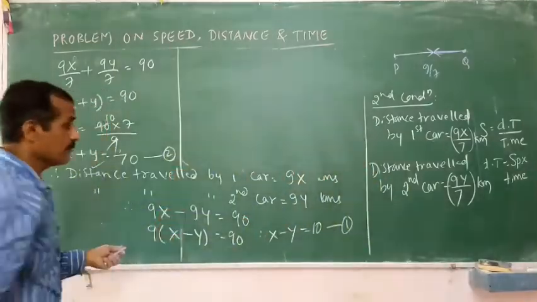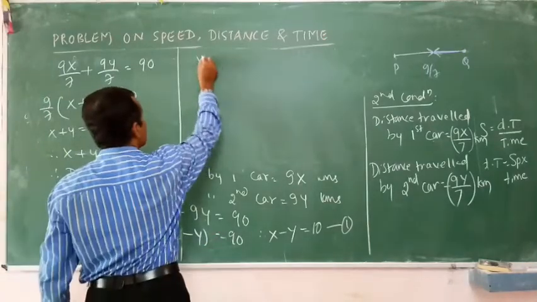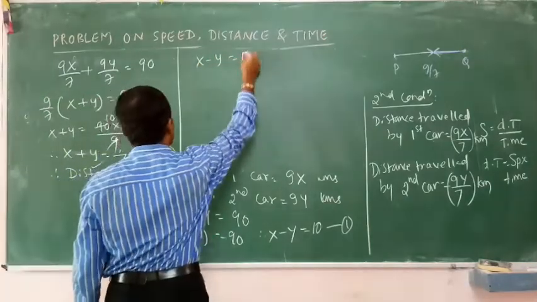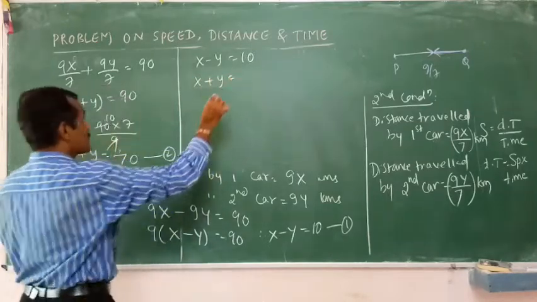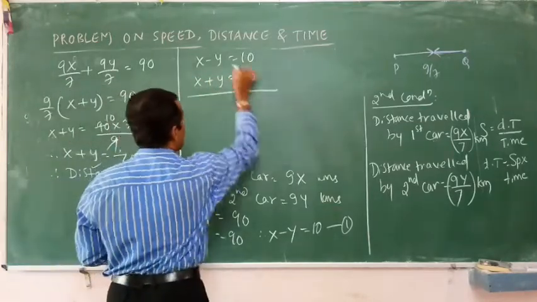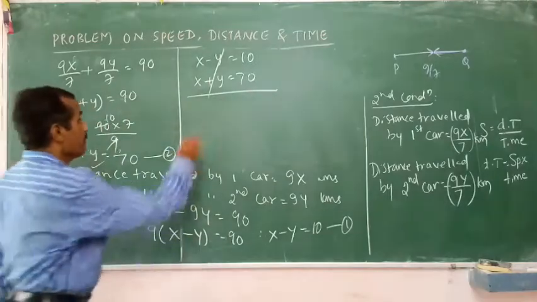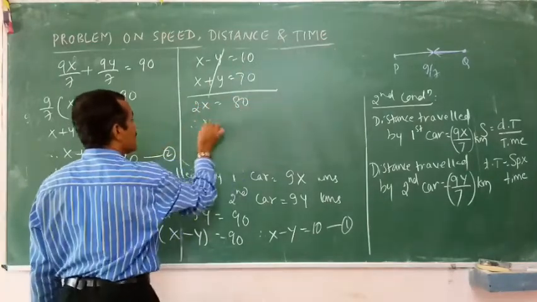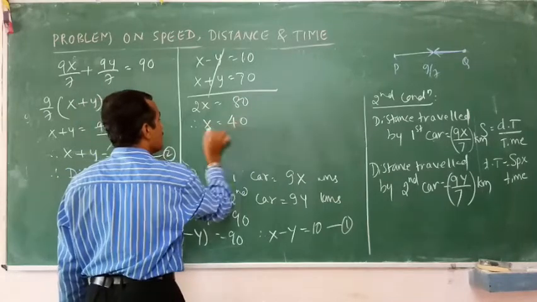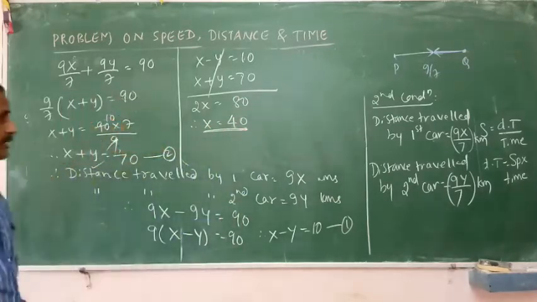Now we can solve the equations. What is the first equation? x minus y is equal to 10. x plus y is equal to 70. y readily gets cancelled. 2x is equal to 80. Therefore, x is equal to 40. x is equal to 40.